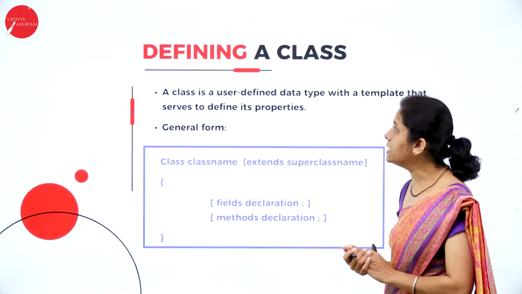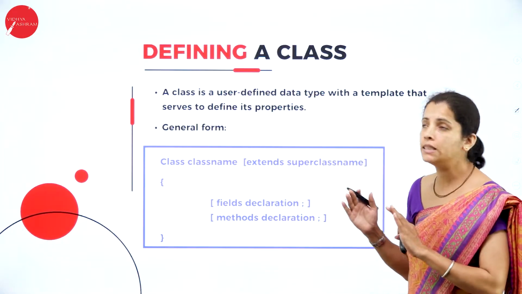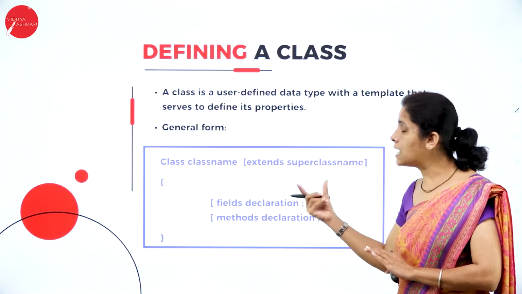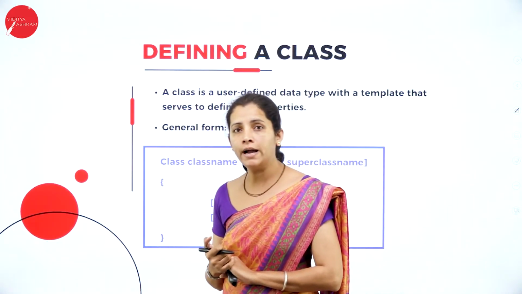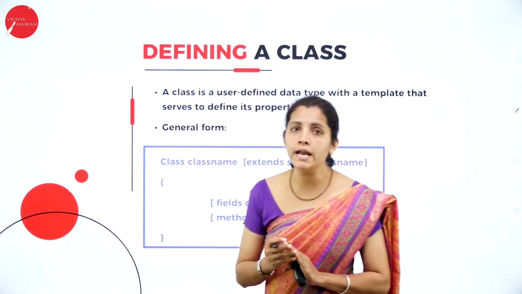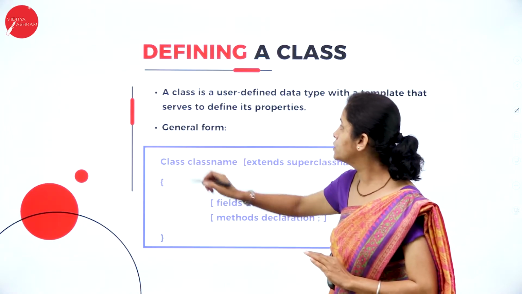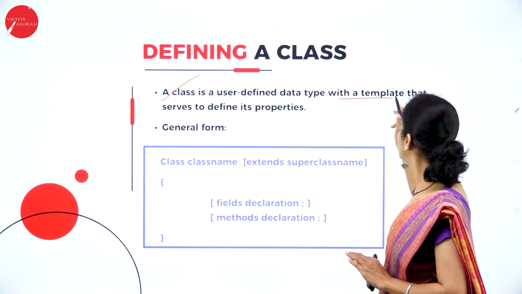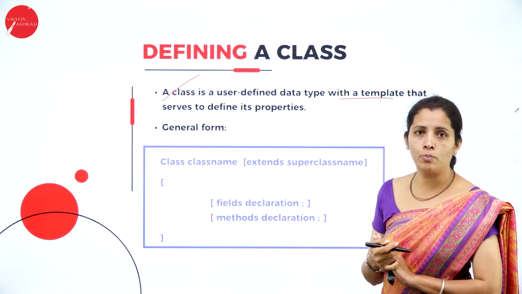Now, dear student, I am going to have the class definition. That means how I am going to define the class. So, dear student, if I consider class, this is the example for a user-defined data type. So, what is a user-defined data type here? That means the user can create their own data type based on their requirement. So, a class is a user-defined data type with a template or blueprint that serves to define its properties.